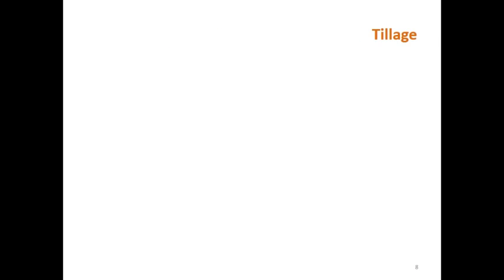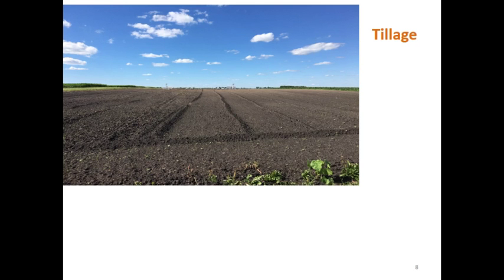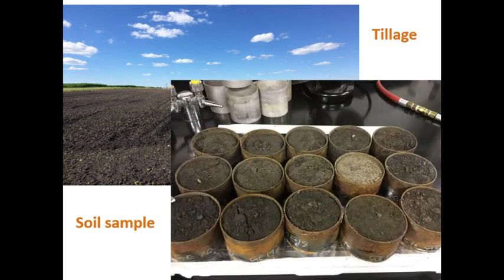Materials and methods. A field located near Ames was used in this study. The field was tilled to a depth of 20 centimeters, and the soil was then kept barren. Undisturbed soil cores were collected immediately after tillage and after subsequent rainfall.